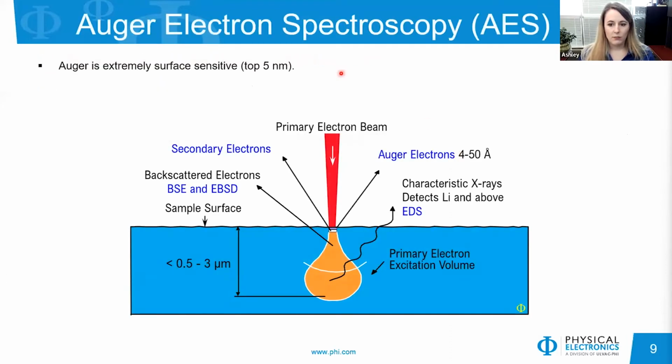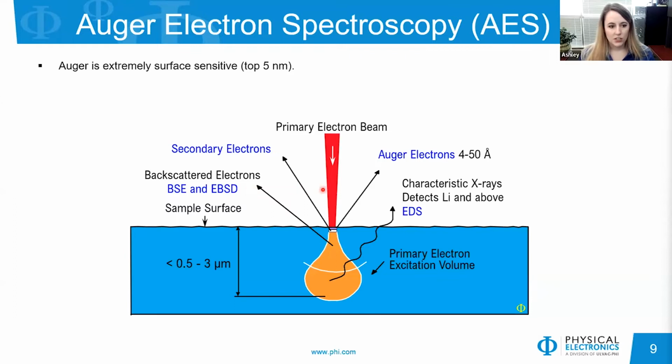Here's a diagram I'm sure all of you are very familiar with. We see the interaction of a primary electron beam with the solid surface. And although the excitation volume caused by the primary electron beam is large, the Auger electron escape depth is quite shallow, typically about 4 to 50 angstroms. However, this large excitation volume also gives rise to backscattered electrons, which can greatly affect Auger analysis, and we'll discuss that in greater detail later in the presentation.